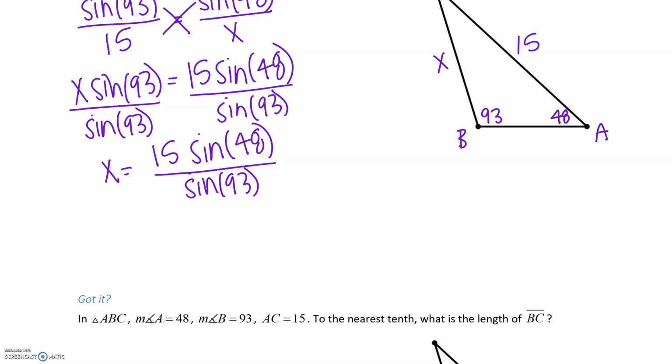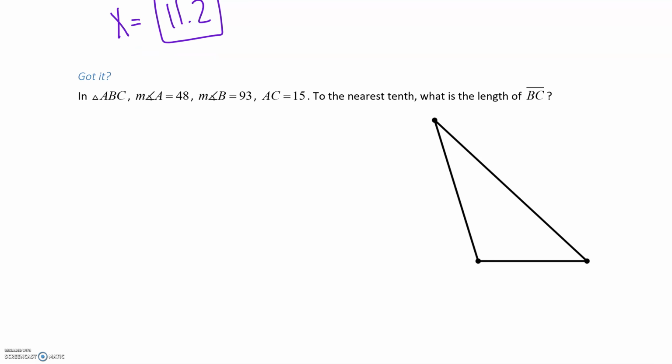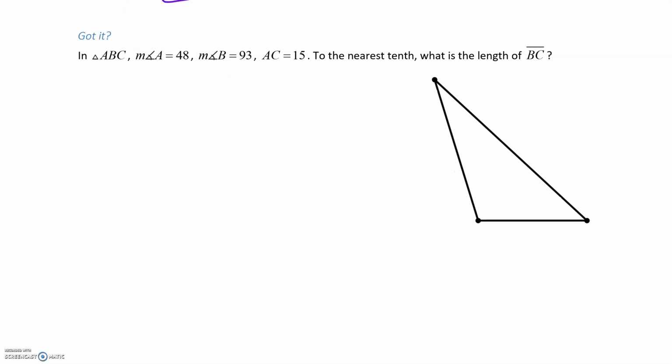When we put that into our calculator, that's going to give us that X equals about 11.2, because it said to round to the nearest tenth. So our answer is going to be 11.2. Let's go ahead and try the got it problem.